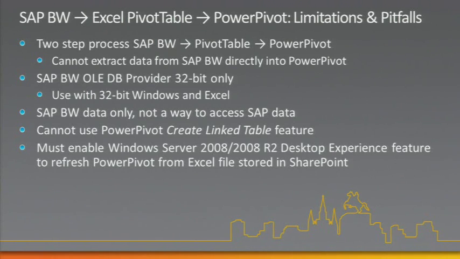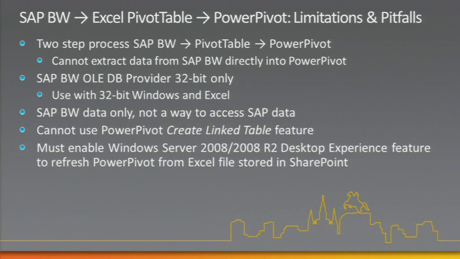You can't use the Power Pivot Create Link Table feature. And what that is: if I've got a table in Excel in that same workbook, I can link a Power Pivot table to it. And then when the Excel table gets refreshed, Power Pivot automatically gets refreshed. That won't work in this scenario because you can't build a Power Pivot table off of a pivot table.